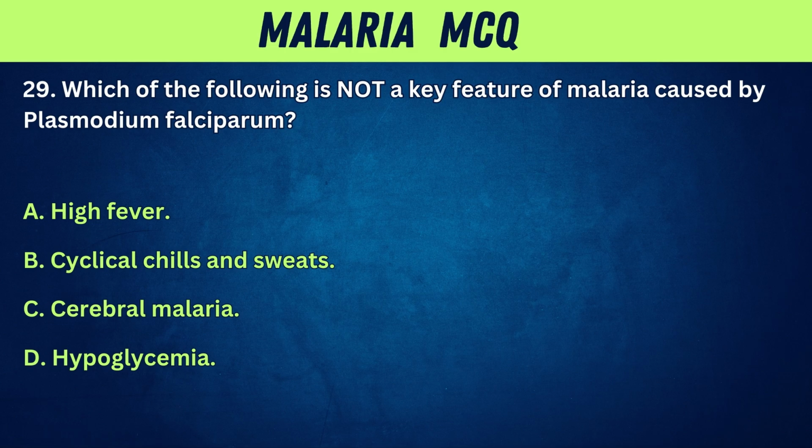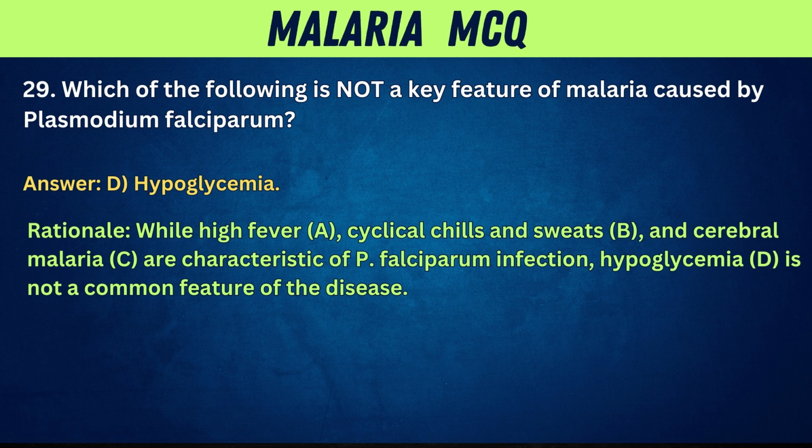29. Which of the following is not a key feature of malaria caused by Plasmodium falciparum? A. High fever. B. Cyclical chills and sweats. C. Cerebral malaria. D. Hypoglycemia. Answer: D. Hypoglycemia. Rationale: While high fever, A, cyclical chills and sweats, B, and cerebral malaria, C, are characteristic of P. falciparum infection, hypoglycemia, D, is not a common feature of the disease.